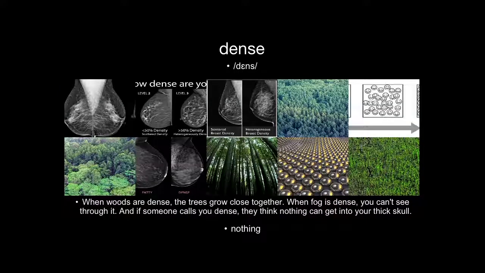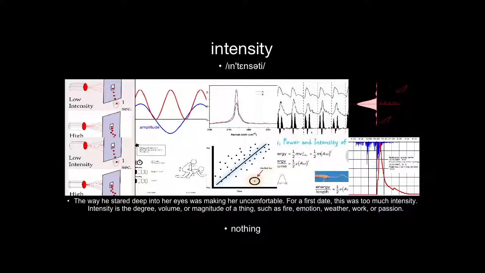Dense, dense. When woods are dense, the trees grow close together. When fog is dense, you can't see through it. And if someone calls you dense, they think nothing can get into your thick skull. Intensity, intensity. The way he stared deep into her eyes was making her uncomfortable. For a first date, this was too much intensity. Intensity is the degree, volume, or magnitude of a thing.